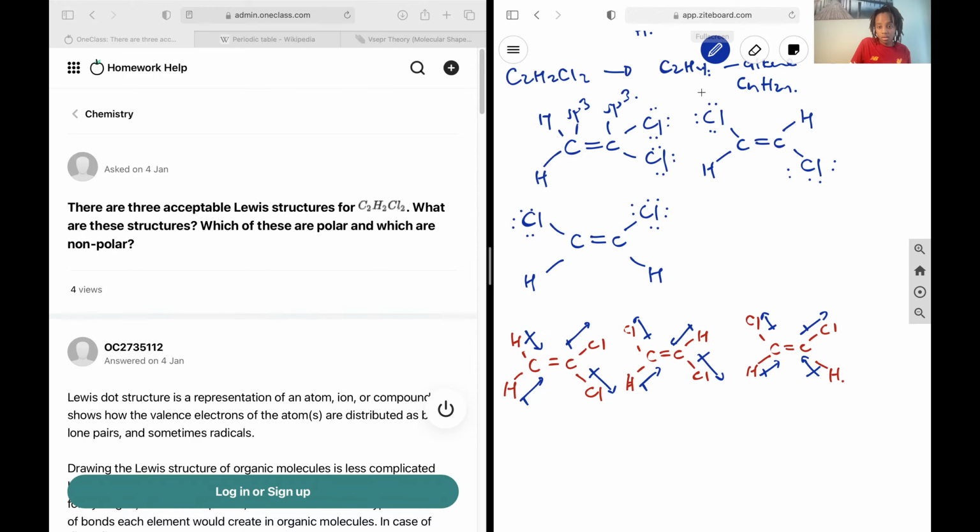Okay, and so now let's actually draw the chlorine dipoles in a different color. And that's just because the magnitude of the dipole, which is determined by the difference in electronegativity between the carbon and the chlorine and the carbon and the hydrogen, they're going to be different. Okay, and so let's see if anything will cancel out exactly as it should.